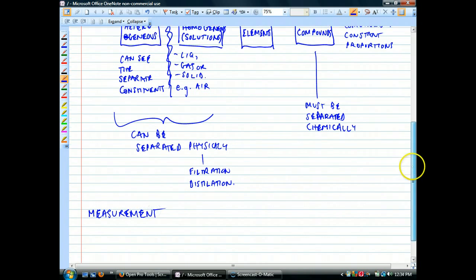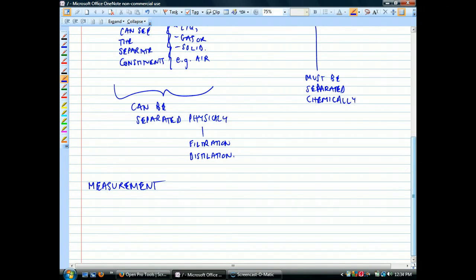And what I'm trying to do is just hit some highlights as we go through this, and what I think are really the main points here. But again, don't take this as a substitute for reading your text.